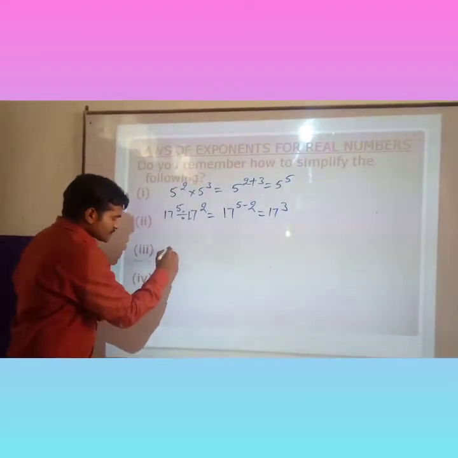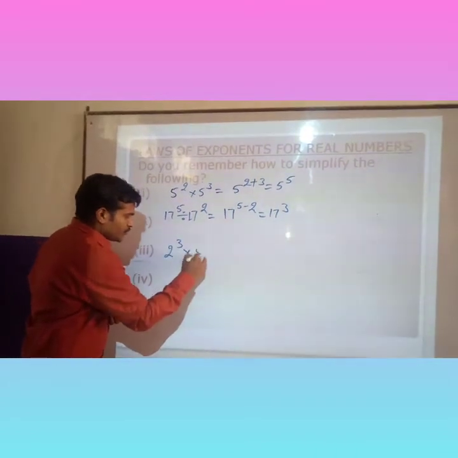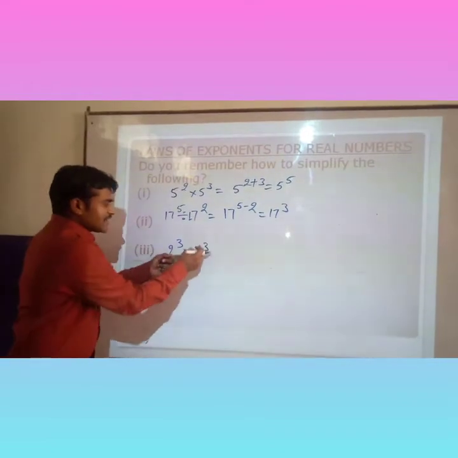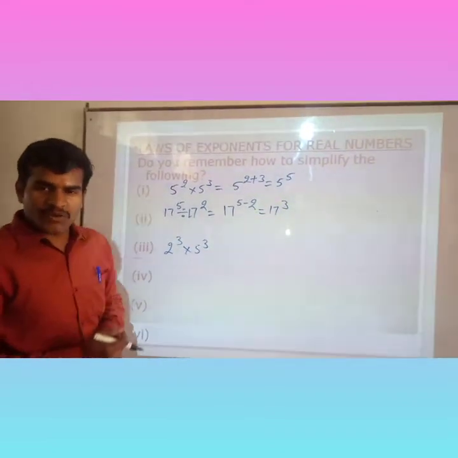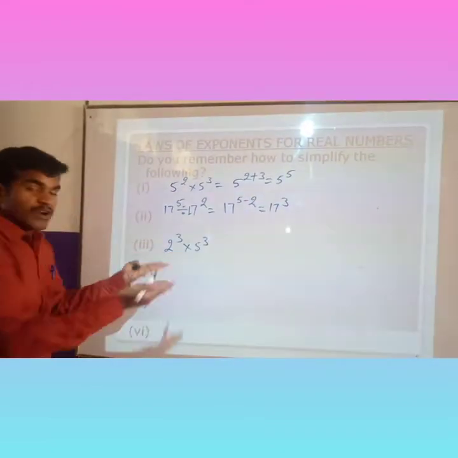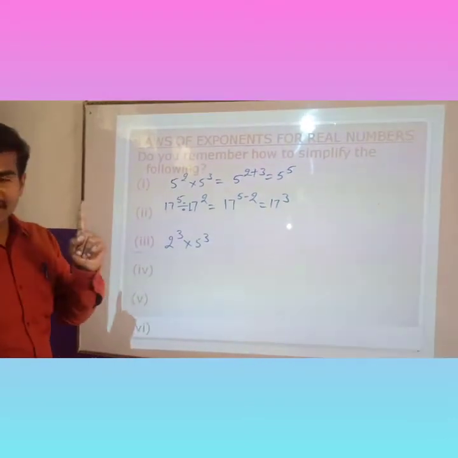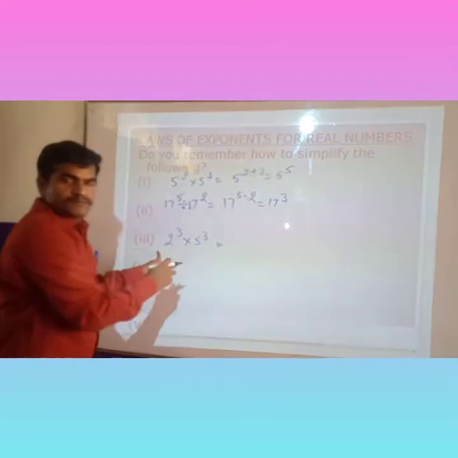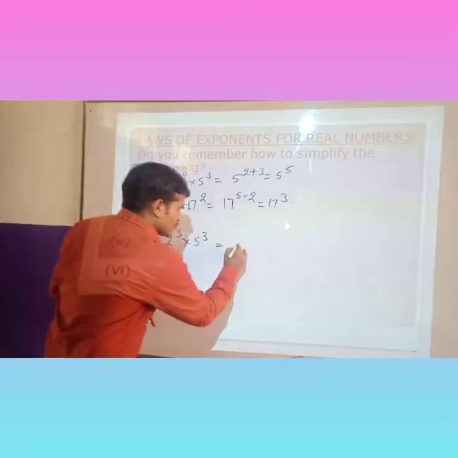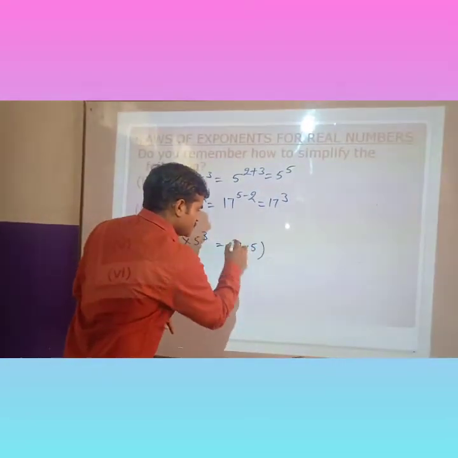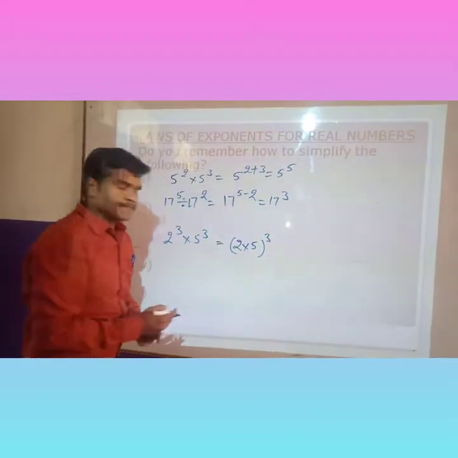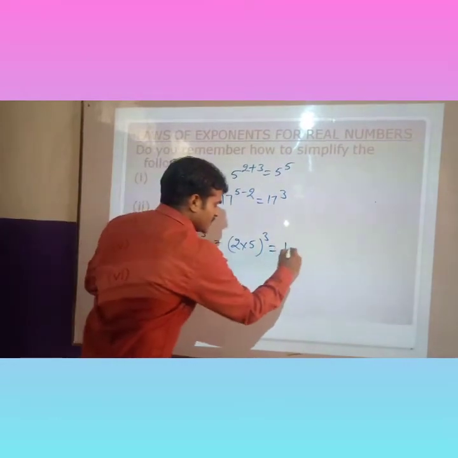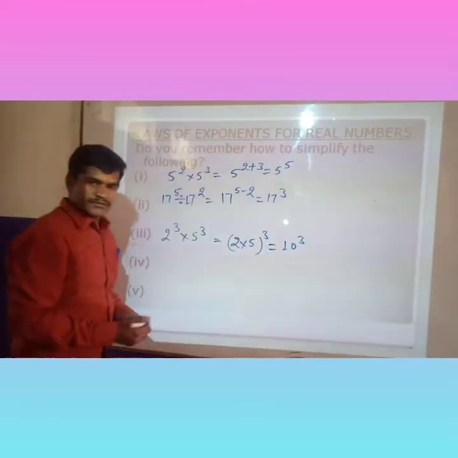Like that, 2 cube into 5 cube. Here the exponents are equal but the bases are different. Then what will we do there? Recall in class 8, what will we do? We have to multiply the bases. So 2 into 5 power 3. The exponent will not change. So what do we get? 10 cube.